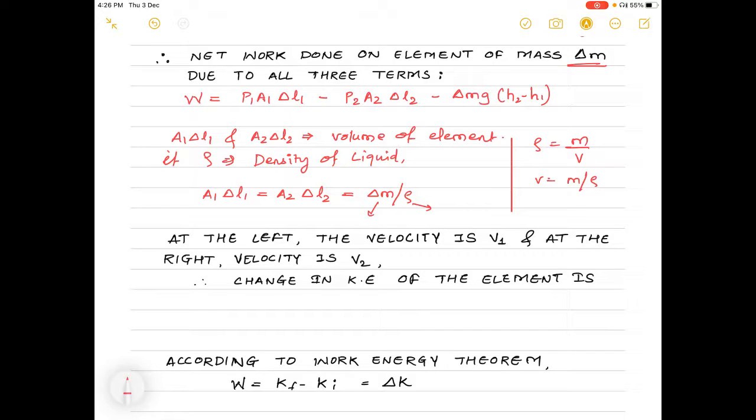So the volume of the liquid element is A1 delta L1 on the left hand side, and it is becoming A2 delta L2 on the right hand side. Volume won't change, because as the area changes, the length of the liquid element changes accordingly. According to that, the volume will remain the same. So that is why A1 delta L1 equals A2 delta L2 equals delta M by rho, the volume of the liquid element.